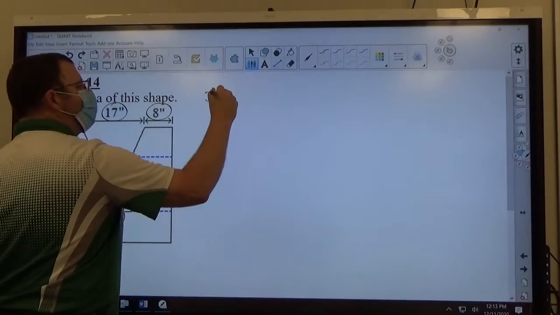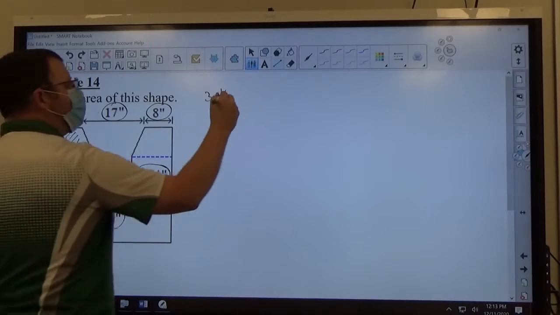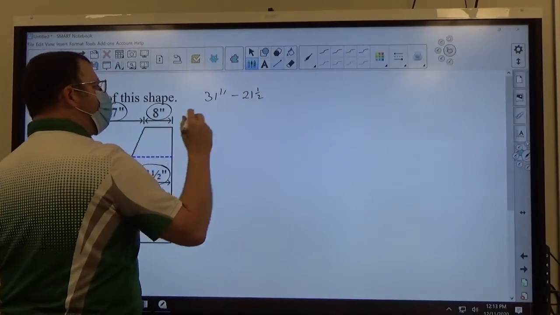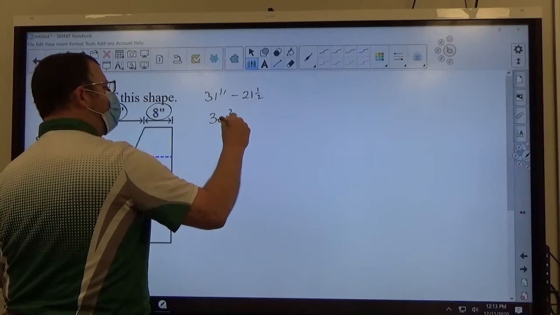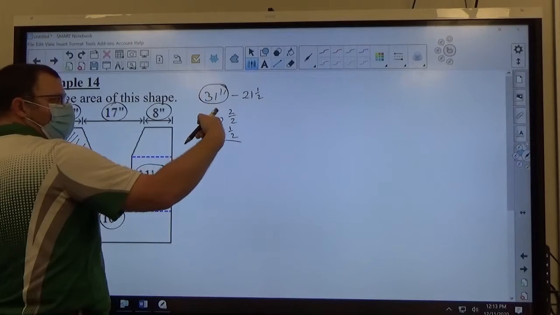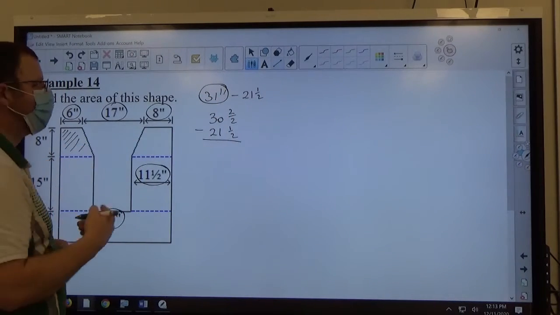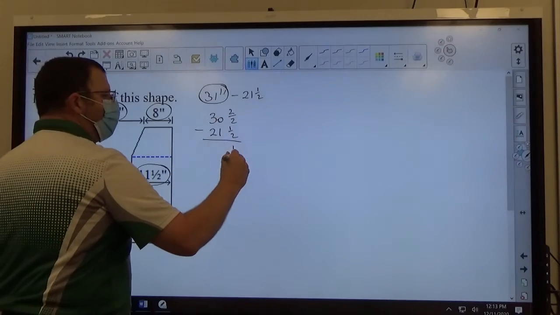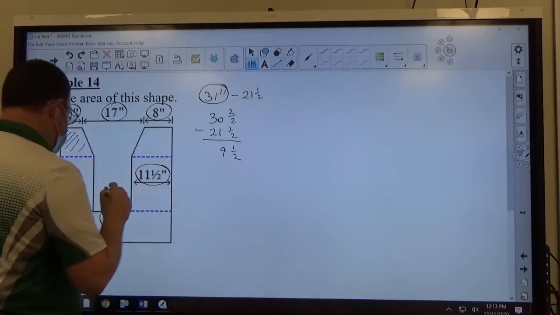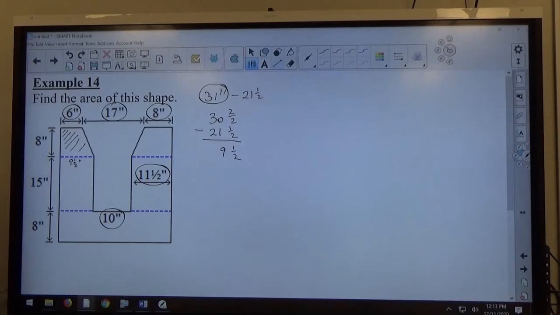So 31 inches all the way across, 21 and a half inches there, so the leftover is 31 minus 21 and a half, which is 30 and 2 halves minus 21 and 1 half. Notice how this doesn't have a fraction, so I have to borrow 1 inch to make 2 over 2 inches to subtract the mixed numbers. 2 halves minus 1 half is 1 half, 30 minus 21 makes 9, so 9 and a half inches is how long this would be. That would be sufficient information to find the area of the trapezoid there.